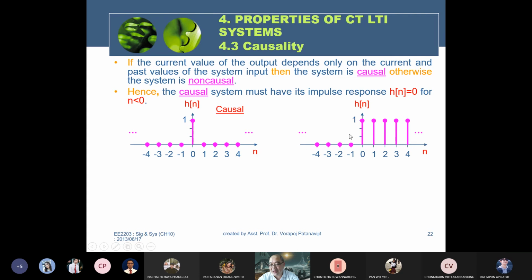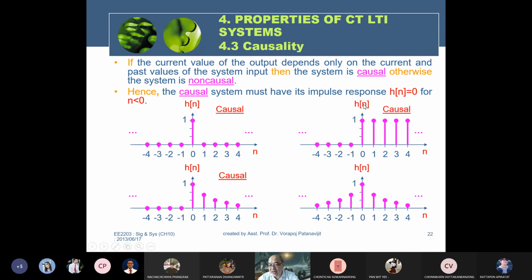Next one, for n less than 0, it equals 0. Yes, it's causal. But for this case, is it memory or not? It's memory. Next one, this is the same. For n less than 0, it equals 0. Yes, therefore it is causal. But for n greater than 0, it is not equal to 0, right? It has some non-zero values, therefore it will be memory. For this case, for n less than 0, it's not 0. Therefore, it's non-causal for this case.